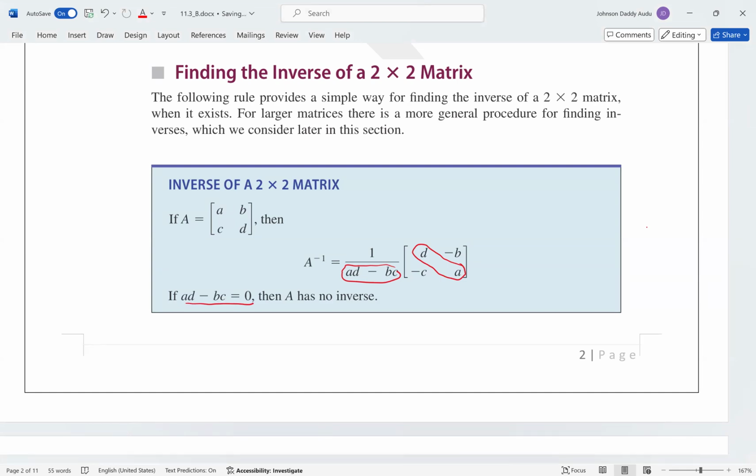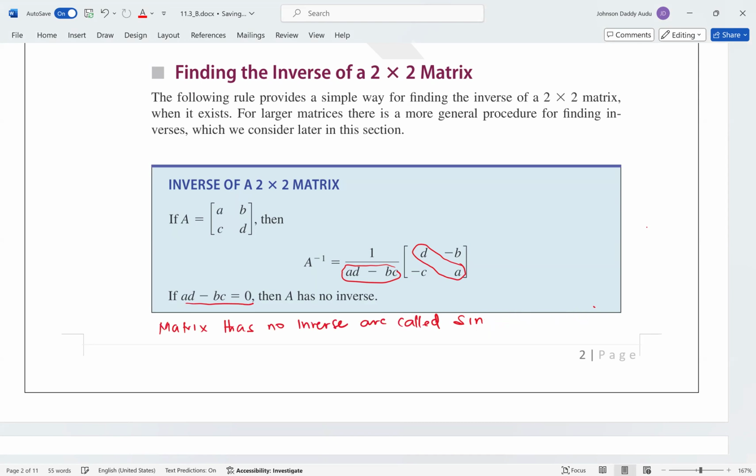So let me just explain this. A matrix that has no inverse, okay, is called what? A singular matrix. In other words, the determinant is equal to 0.